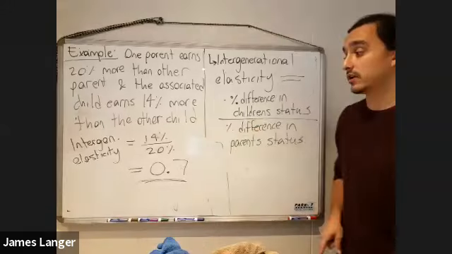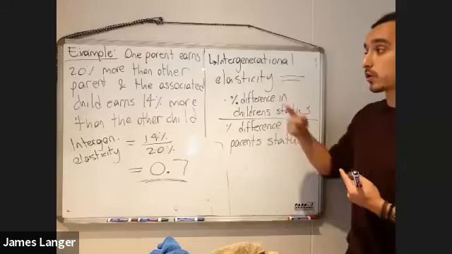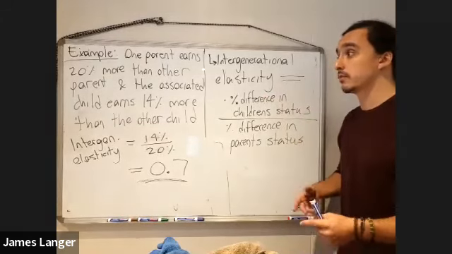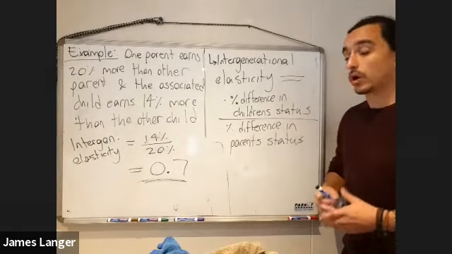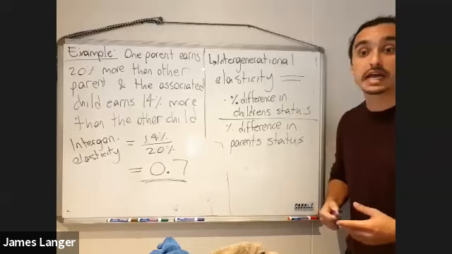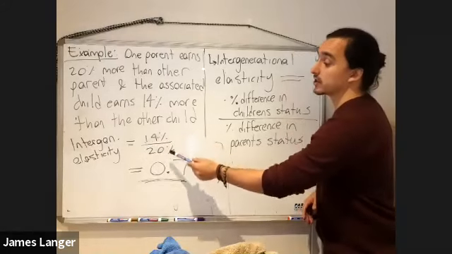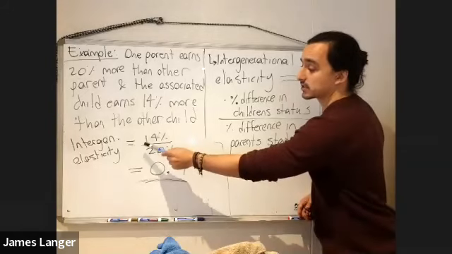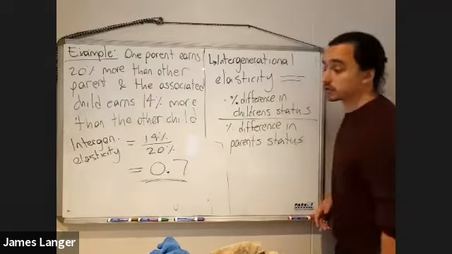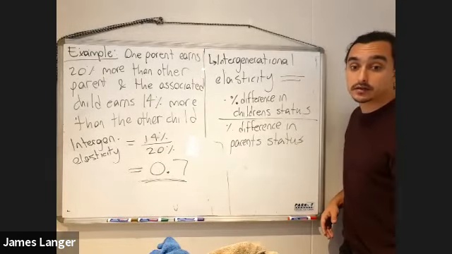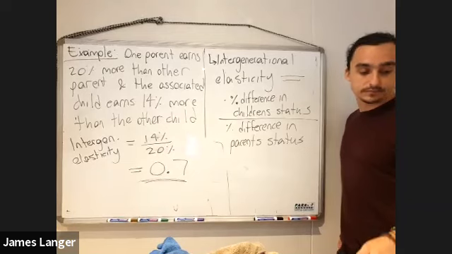Make sure you understand how to calculate intergenerational elasticity, and also how to turn this around. In a question they could say, one parent earns 20% more than the other, intergenerational elasticity is 0.7, what's the difference in income between the two children? You would set this as your unknown and solve for it: x over 20% equals 0.7, and x would be equal to 14%. Give me a thumbs up if we follow intergenerational elasticity.